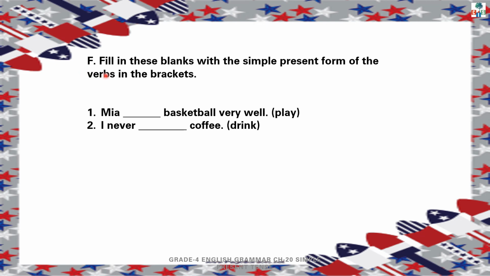Exercise F. Fill in these blanks with the simple present form of the verbs in the brackets. Number 1. Mia plays basketball very well. Now here the subject is in singular form. So we will use singular verb. For that we need to add an s to the verb. Now the verb is play. So you will use here plays. Mia plays basketball very well.